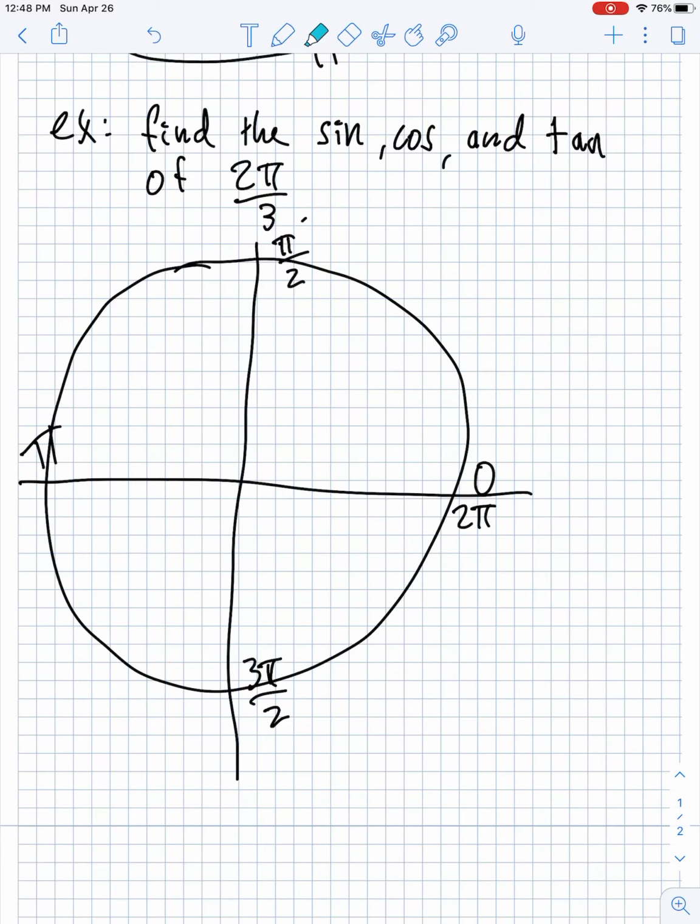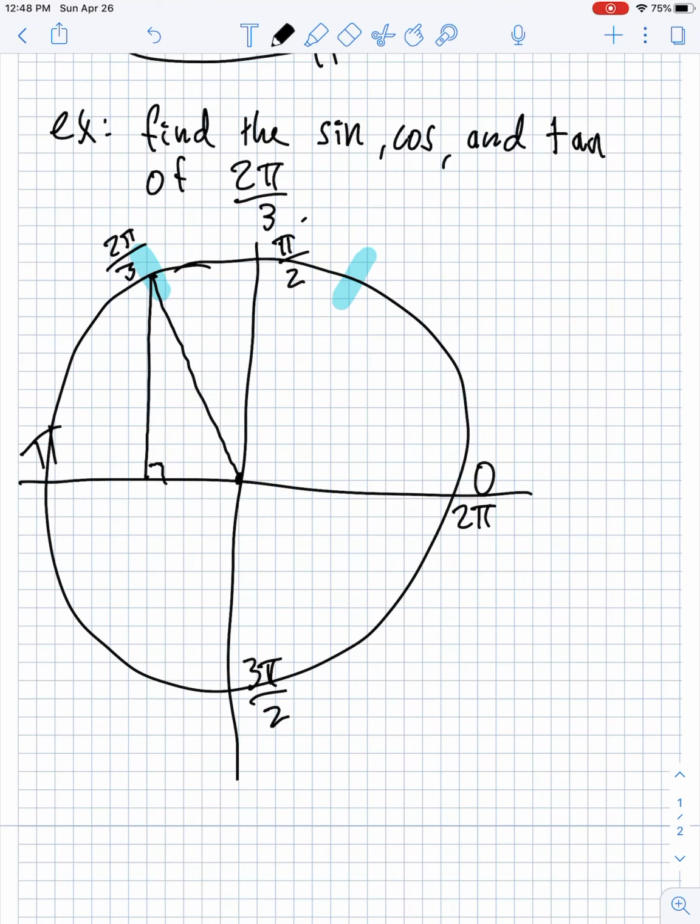So 2 pi over 3. You guys, pi over 3 is the same thing as 60 degrees. So that's right about here on the unit circle. So if you go another 60 degrees, that's right here. This is the spot for 2 pi over 3. So if you draw your triangle, connect it to the origin, drop a line down to the x-axis, put your right angle in there, boom, there's your triangle.